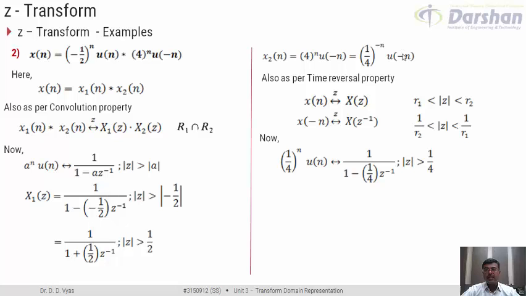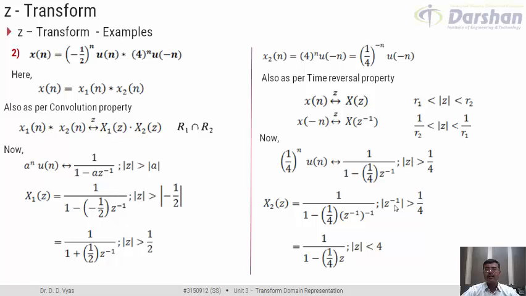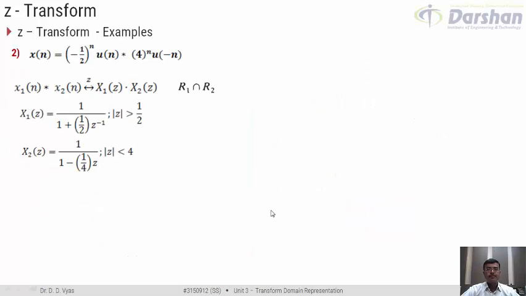x2 is basically the time reversed version of this signal. So the z transform of x2[z] can be calculated simply by substituting this z by z inverse. So we have 1 upon 1 minus 1 by 4 z inverse, raised to power inverse. So this remains as it is. This z is also replaced by z inverse. If I simplify this, this would give me 1 upon 1 minus 1 by 4 z, mod z less than 4.